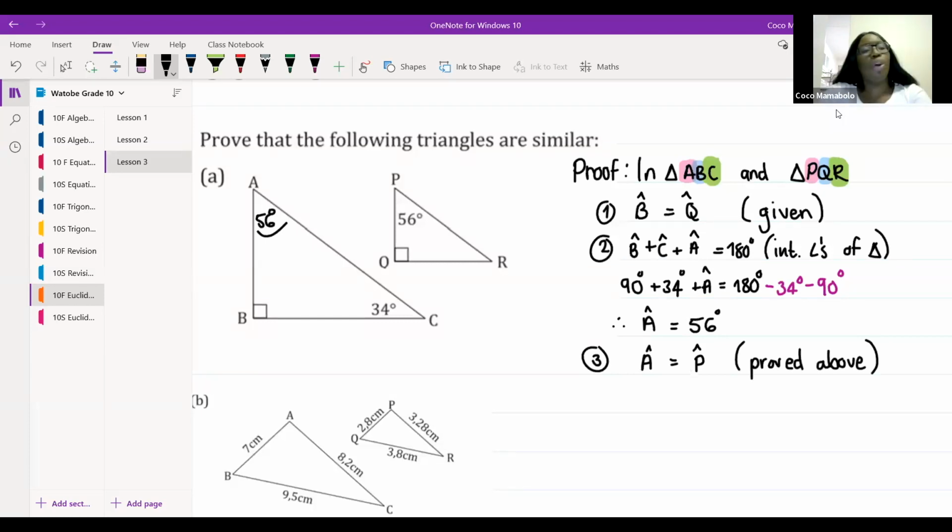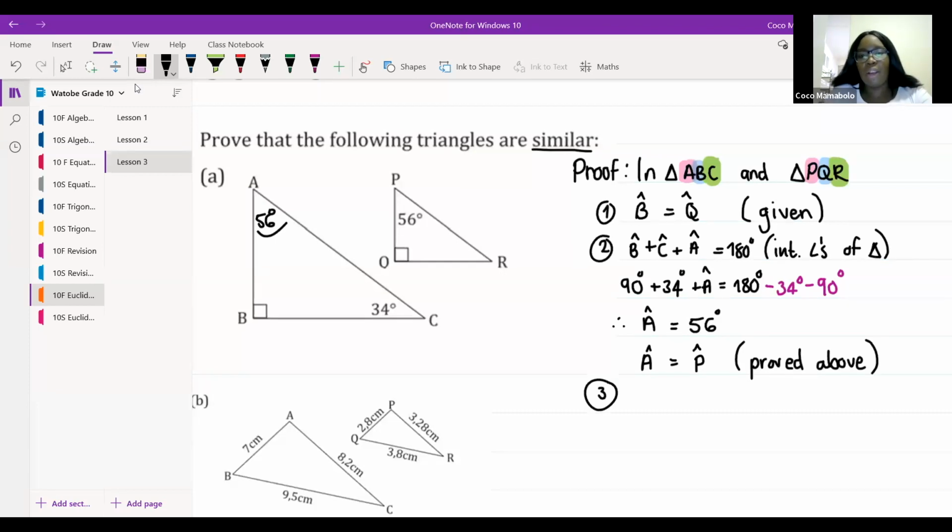Congruency? No. Remember, we can only use congruency if the two triangles are identical. And unfortunately, this one is bigger than that one. They're not the same size. So we can't use congruency. We can only use similarity here, because that's what they're asking us for. They're asking us to prove that the triangles are similar. So this is number 2.